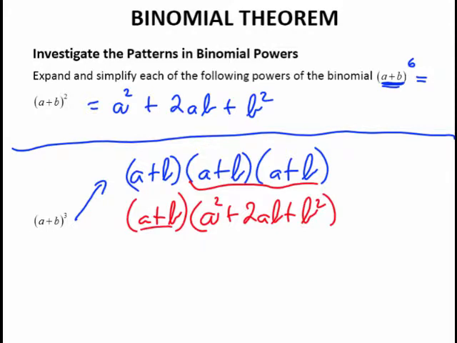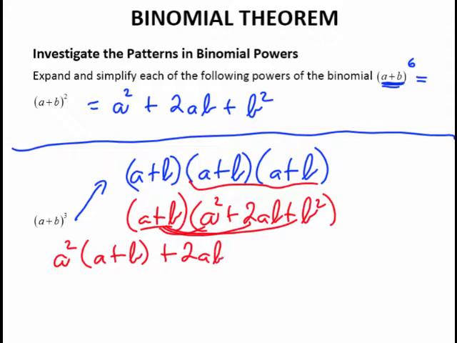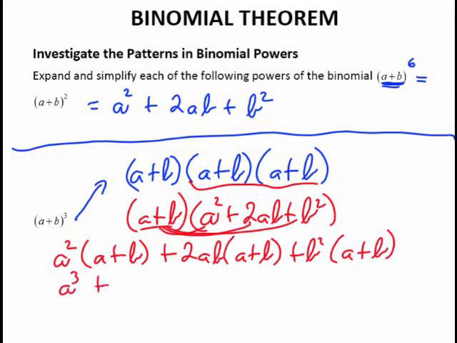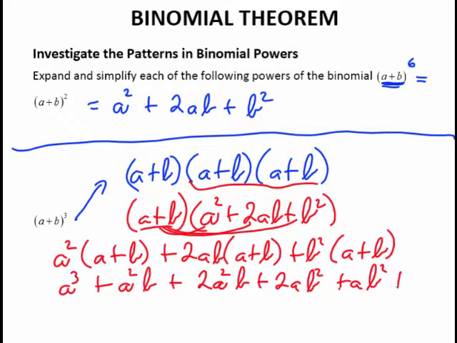And so I can take that term and multiply to each one here, which is going to be a squared times a plus b plus 2ab times a plus b plus b squared times a plus b. And then I can distribute that out. And now I'm going to collect like terms.